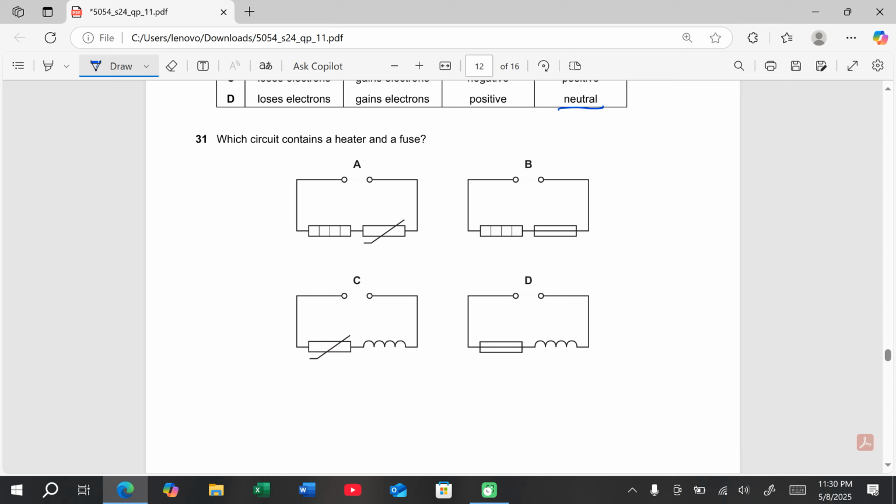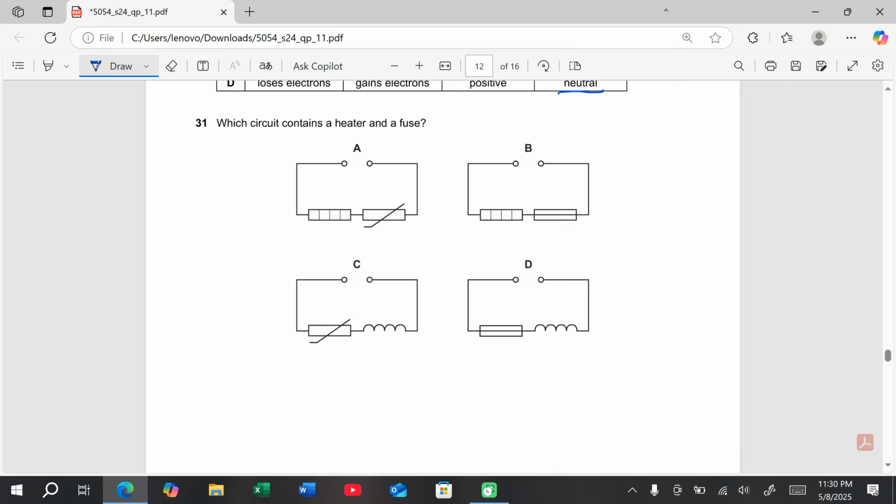Which circuit contains a heater and a fuse? This is the symbol of a fuse, this is the symbol of a heater, so that's B. This is a thermistor, right? So that's wrong.